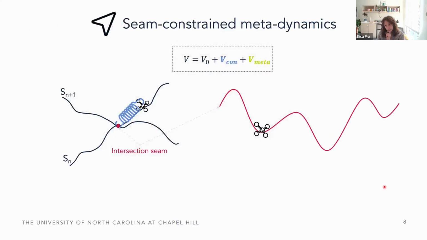We bias the potential. So the potential contains two extra terms. One is a constraint that is basically pulling my molecule towards the intersection seam so that we don't, quote unquote, waste time exploring other regions of the potential energy surface, but we focus on the intersection seam. And then we have another contribution, which is metadynamics. We use metadynamics to force our molecule to not get stuck in one local minimum on the intersection seam, but move on and explore as much as possible.